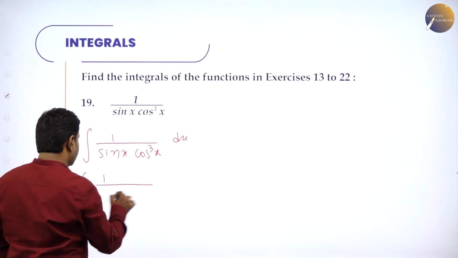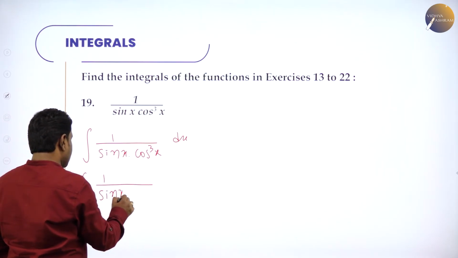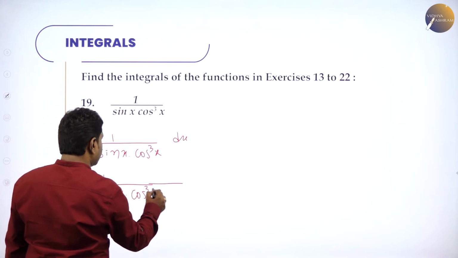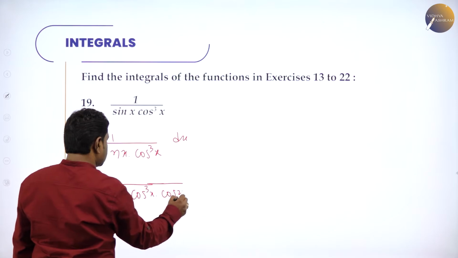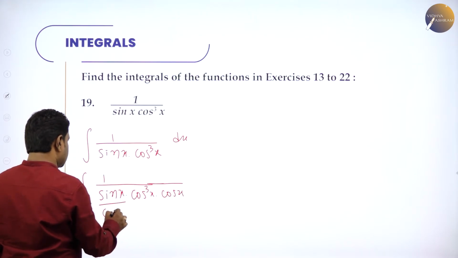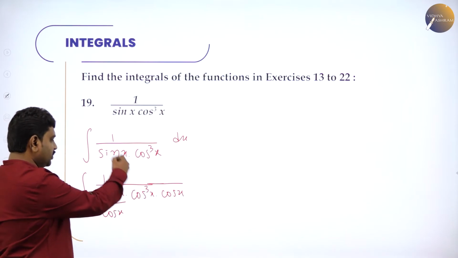I'll write it as 1 by sin x into cos cube x. I'll divide and multiply by 1 more cos x, cos x by cos x. So can I write like this? Cos x by cos x. If I cancel, it will be the same.